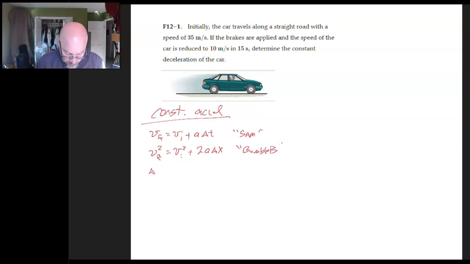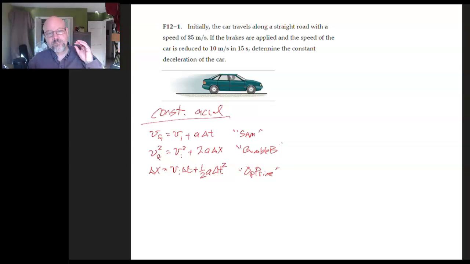And then finally we have Optimus Prime. Optimus Prime is the one that's the most versatile, which is why we named it after the most powerful transformer that we could think of. So we've got delta X equals V initial delta T plus 1/2 A delta T squared. Now, I better write that down too. That's Optimus Prime.